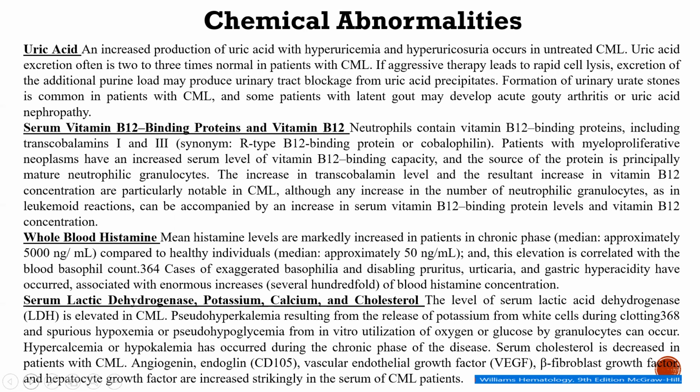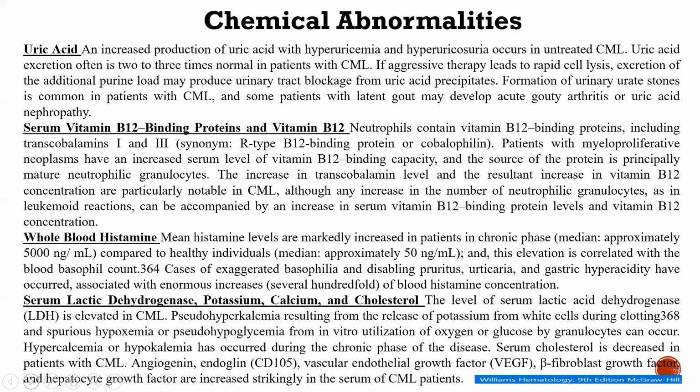If aggressive therapy leads to rapid cell lysis, excretion of the additional purine load may produce urinary tract blockage from uric acid precipitates. Formation of urinary urate stones is common in patients with chronic myeloid leukemia, and some patients with latent gout may develop acute gouty arthritis or uric acid nephropathy.